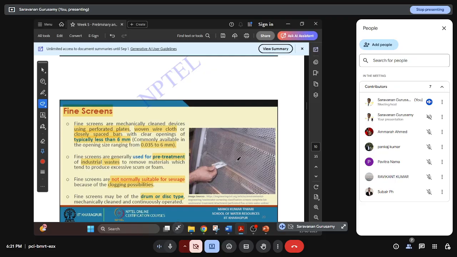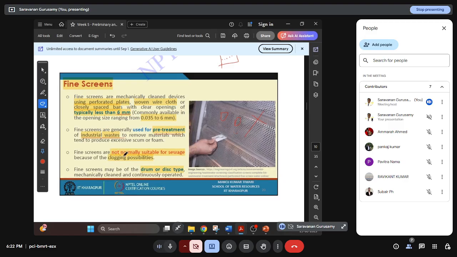So a fine screen, if you see, will be a plate with perforations. That can be used as a fine screen. Small openings will be there, like 6 mm openings. So a fine screen is used for pre-treatment of industrial wastewater. It will not be used for domestic wastewater, because we have larger particles that will easily clog the fine screen. So for industrial processes which do not have larger particles, we can use fine screens. Okay, so it is not normally suitable for sewage because it will clog.